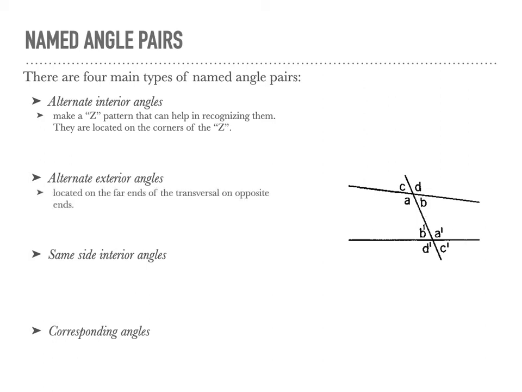Now, alternate exterior angles is the same concept, except it's on the exterior of the transversal. So, for example, D and D1 would be a pair of alternate exterior angles, and C and C1 would also be a pair of alternate exterior angles.